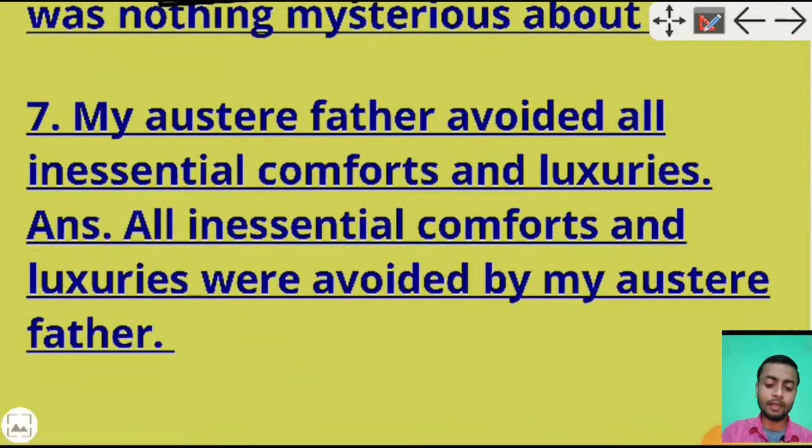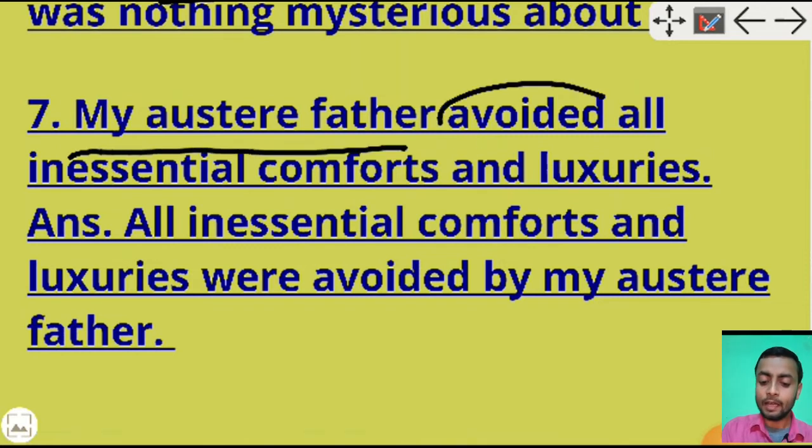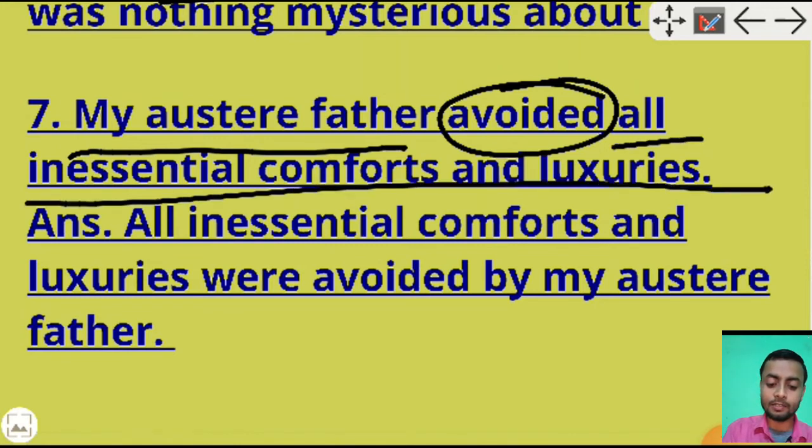And the last example, example 7. My austere father. Austere means very strict, and who leads a very tough life. My austere father is the subject, avoided is the verb, and again the verb is in the simple past tense. All inessential comforts and luxuries. So what did he avoid? All inessential comforts and luxuries. The whole part, again the object.